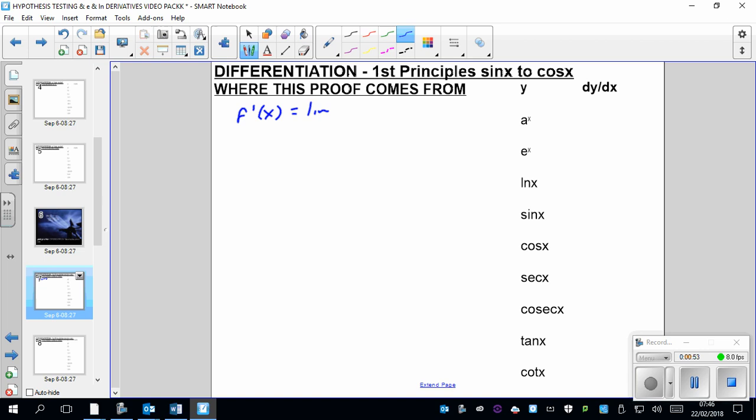So f dash of x is the limit. I'll use h this time. Normally I use delta x, but I know some of you use h. So f of x plus h minus f of x all over h.